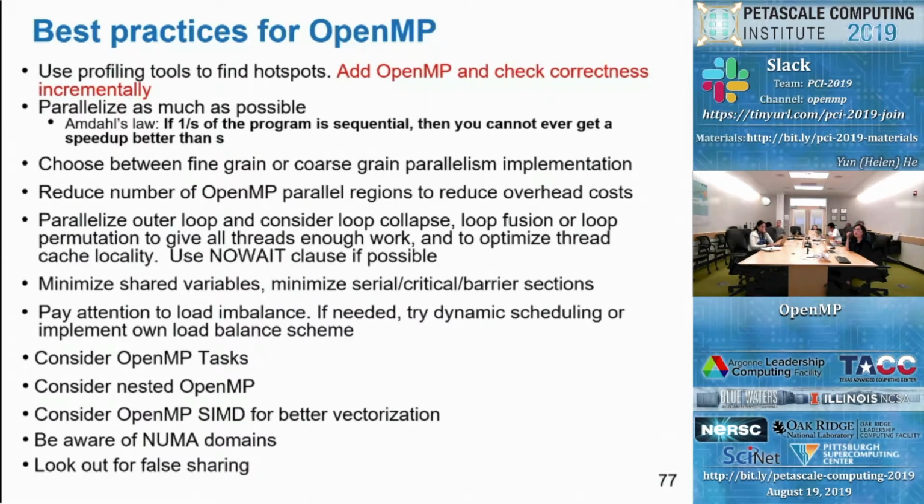Also, reducing parallel regions is good for reducing overhead. Shared variables, critical sections, barriers, everything is very costly, so try to minimize them if you can. If you can use nowait, do that. And sometimes you can do loop collapse, loop fusion, loop exchange, loop permutations, and blocking.